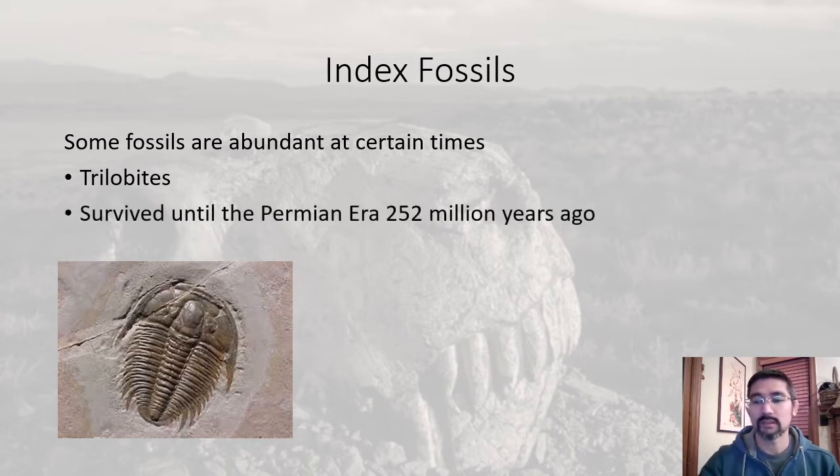Trilobites existed in the Permian era about 252 million years ago. So if you are digging for fossils and you find a trilobite, then you know that you are at least in a layer that's 252 million years old, if not older. If you are looking for trilobites, or if you're looking for, I would say, more recent forms of life and you find trilobites, you've gone too far. So just keep this in mind. Index fossils are one way that we identify strata.